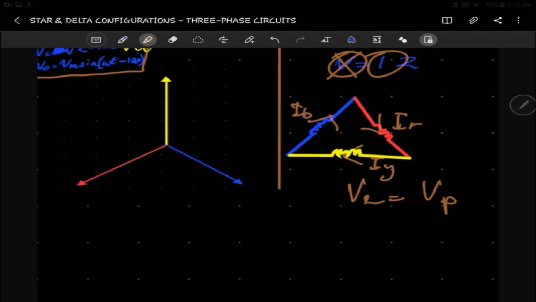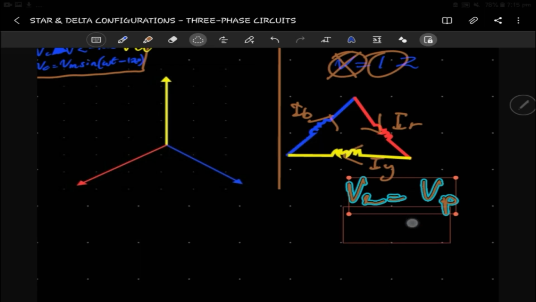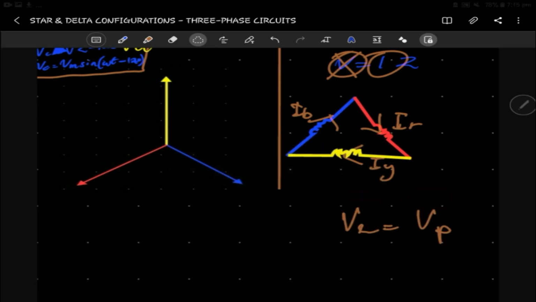So if we are checking the current, the ones we've written here are basically the phase currents. But if you are checking the line current, there will be one here, from this one there'll be one here, and then from here, the red one will be one here, and then from this yellow as well there'll be one here.